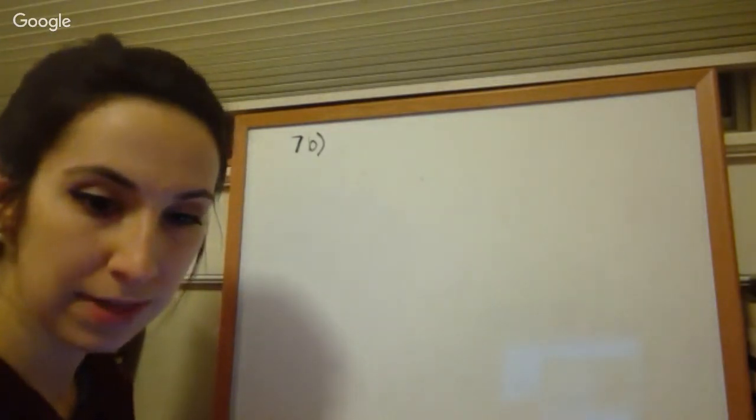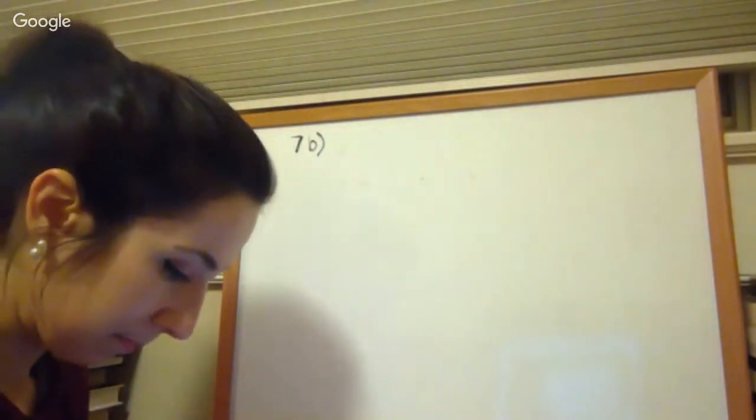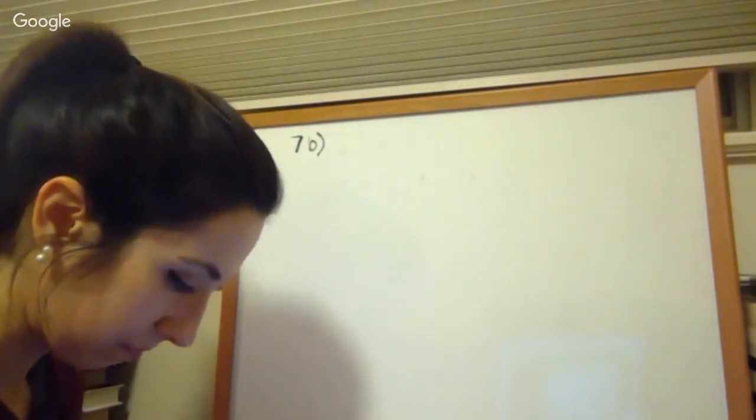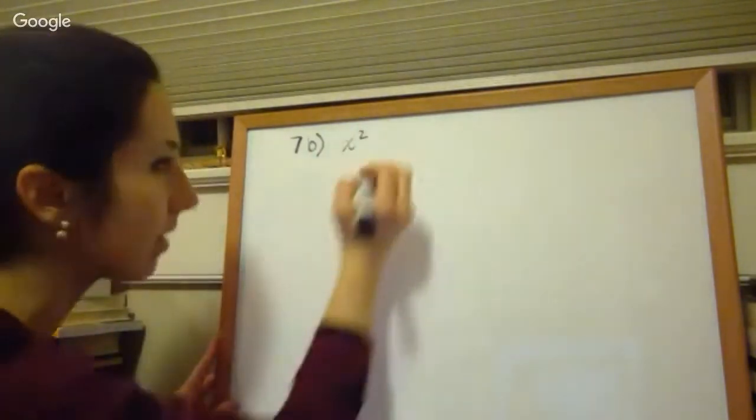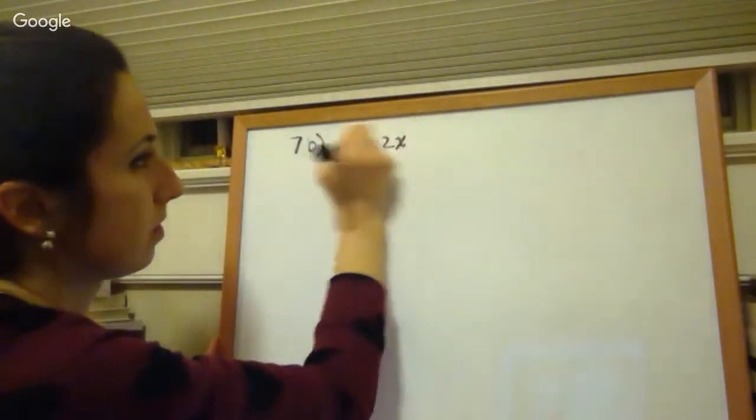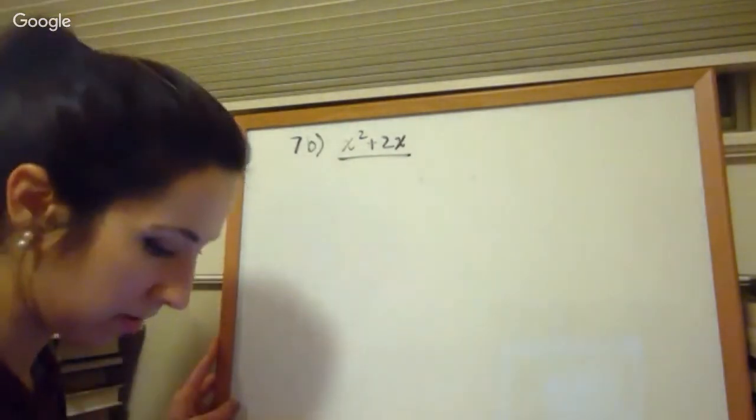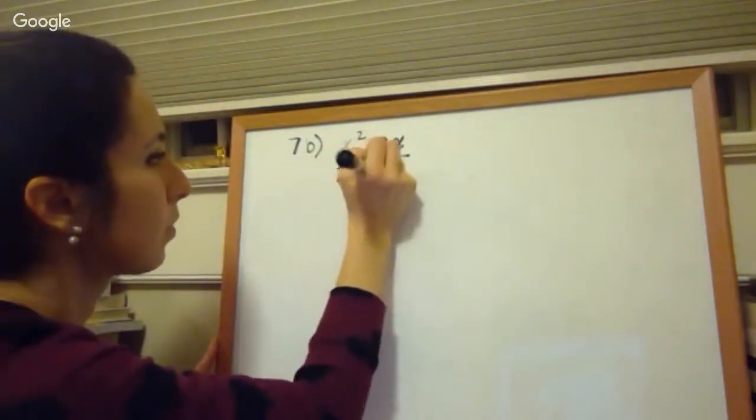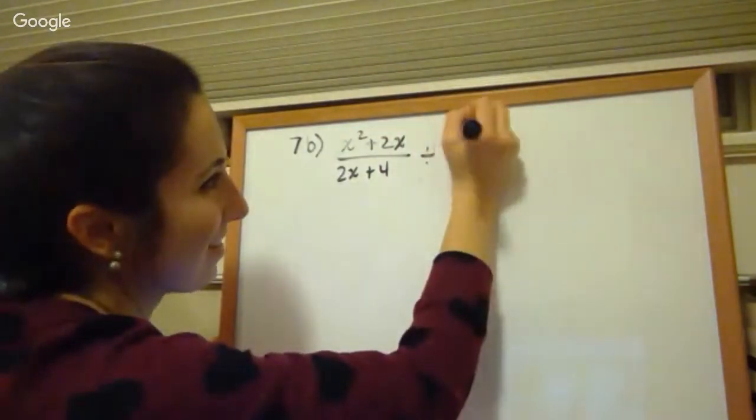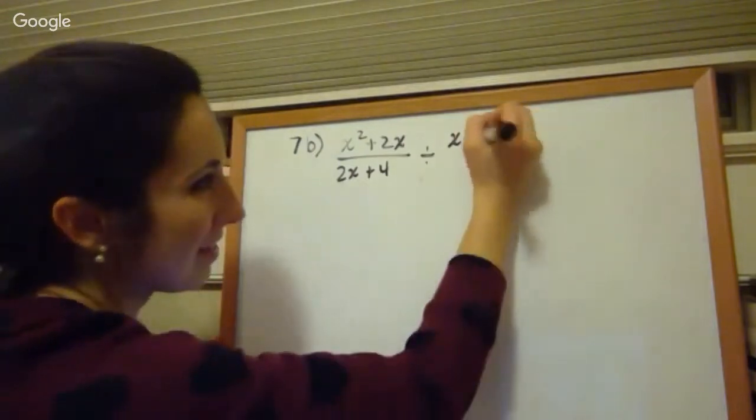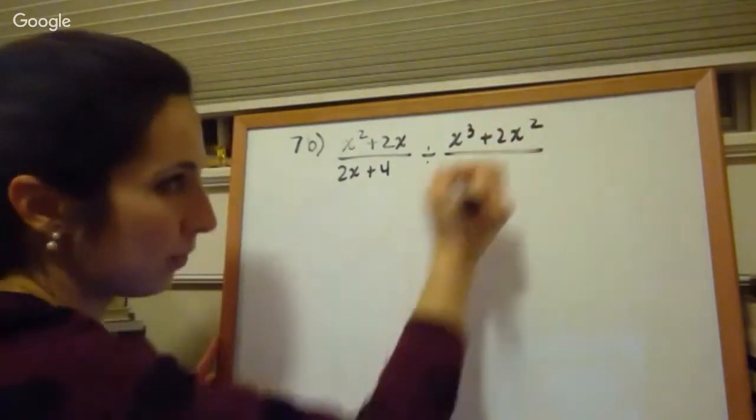Okay, so for 7b, let's see. We've got x squared plus 2x, and then, is that coming up okay? I really need to go get my other marker. 2x plus 4. I'm a disaster today. Okay. X cubed plus 2x squared all over 2.